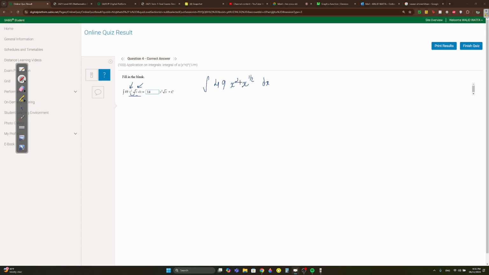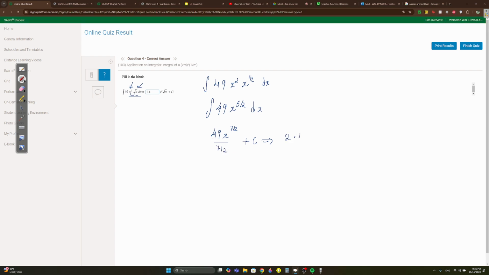When you're multiplying powers, you add the powers, right? So it's going to be integral 49 x to the power 2 plus 1 over 2, which is 5 over 2. Okay, you can do it on your calculator. Then how do you integrate this? You drag the 49 and x down. You add 1 to your power. It's going to be 7 over 2. And you divide by your new power, 7 over 2. Okay, plus c.